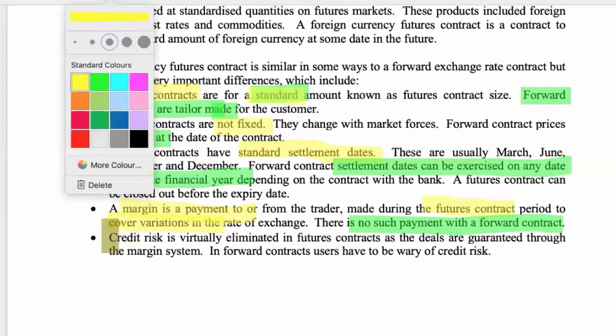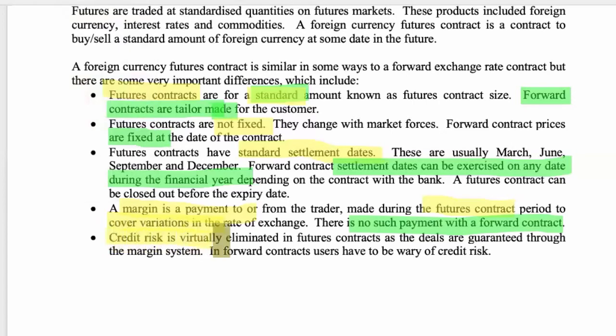Okay, credit risk for the futures market is virtually eliminated. Why is credit risk eliminated? Well, it follows on from the previous one, where the margin is requested. I don't think this is true. It's probably true if you want to put a probability on it, maybe 99% of the time.